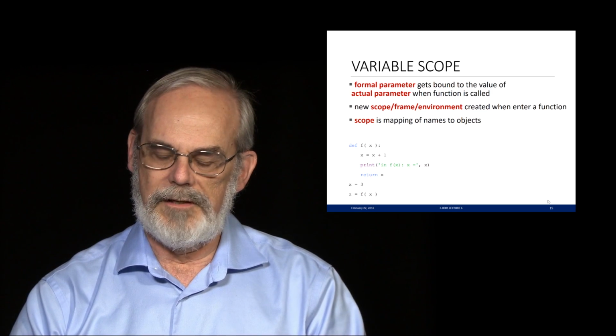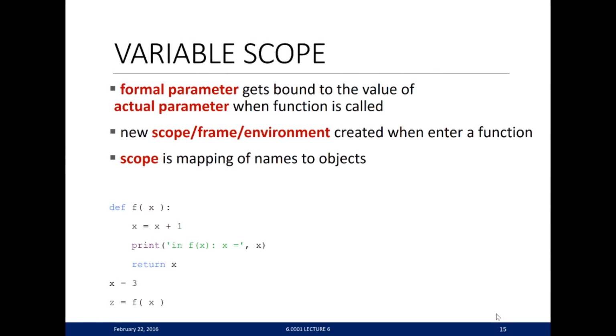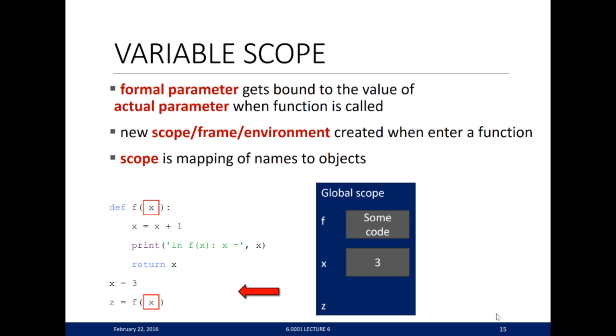Now, let's look at this in a little more careful detail. Imagine I now do what I just did on my computer. I evaluate this sequence of expressions. There's that formal parameter. There's the actual parameter I'm going to use. And let's look at what happens. I evaluate that, and in that global frame, I create a set of bindings.